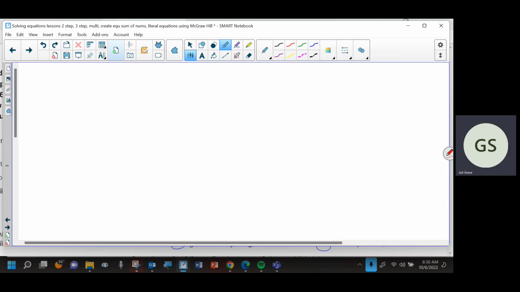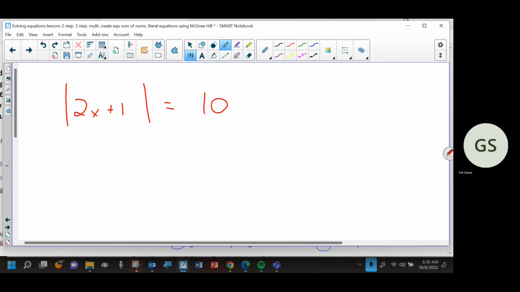If I have the absolute value of 2x plus 1 equals 10. I'm not even going to do any explanation of what absolute value is. You have got to remember, this is going to have 2 answers. You are going to have to solve 2 different equations. One equation will just be exactly what's here. You just solve that. You just kind of take away the absolute value symbols.